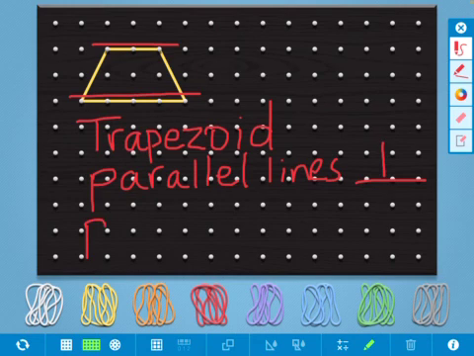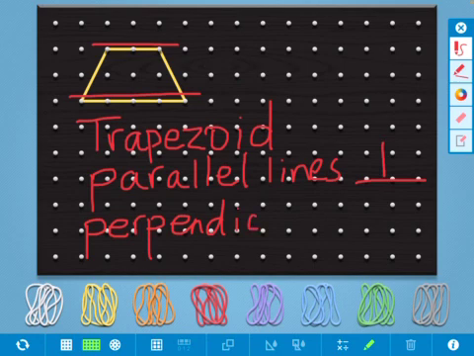Now the next one down here we're going to write is perpendicular. D-I-C-U-L-A-R. Can't quite fit lines in there, and that's okay. So how many sets of perpendicular lines do I have? Perpendicular, remember, is 2 intersecting lines that form right angles. There are no right angles there that make a box. So I'm going to say 0.